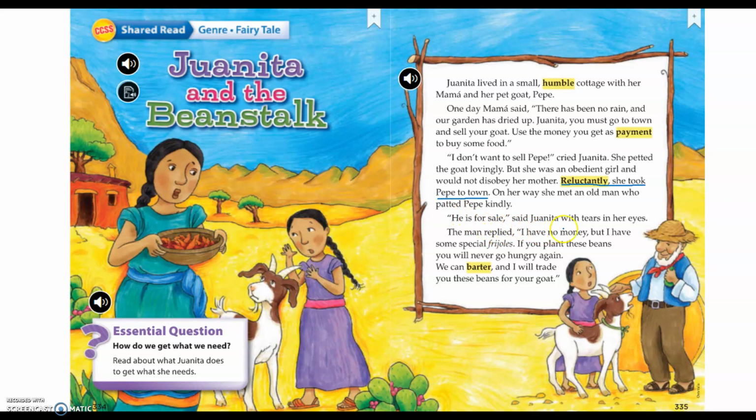"He is for sale," said Juanita with tears in her eyes. The man replied, "I have no money, but I have some special frijoles. If you plant these beans, you will never go hungry again."